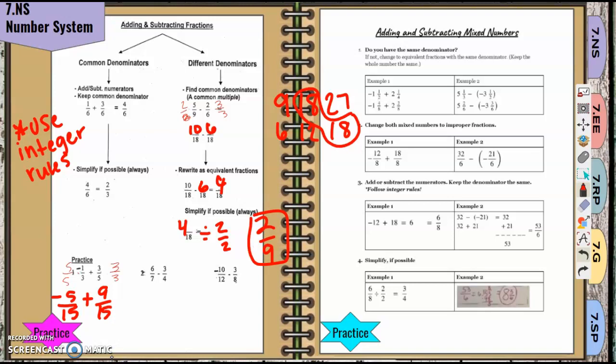So now I add my numerators using integer rules. Negative 5 plus 9. My signs are different, so I subtract. 9 minus 5 is 4. The bigger number is positive, so my answer is positive 4 over 15.